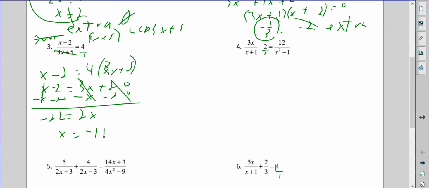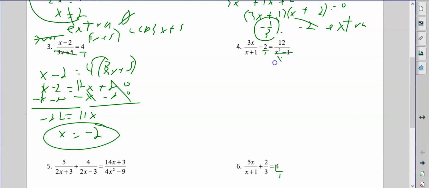Wait, made a mistake there. It should be 12x. I knew I made a mistake. I said it, but I didn't write it. That should be 12x, which gives me 11x. And flippity-flop, the answer is now negative 2. Okay? And when I check that, it plugs in and it's fine. Good answer. All right.